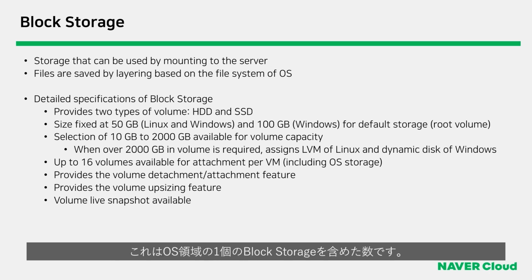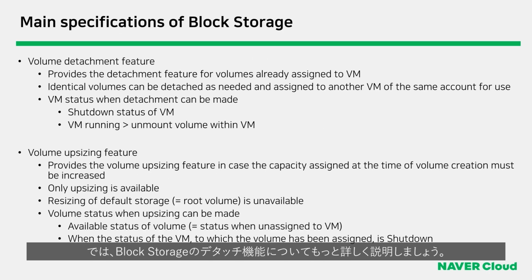A detach feature is provided for additional block storage, enabling you to detach additional block storage that was allocated to a server named A and attach it to another server named B. It also supports storage capacity expansion, allowing you to allocate a larger capacity than the initially allocated capacity. However, you can only expand up to 2 TB for each volume. It provides a snapshot feature for additional block storage, so you can create and manage new block storage based on snapshots. Now, let's take a closer look at the detach feature of block storage.